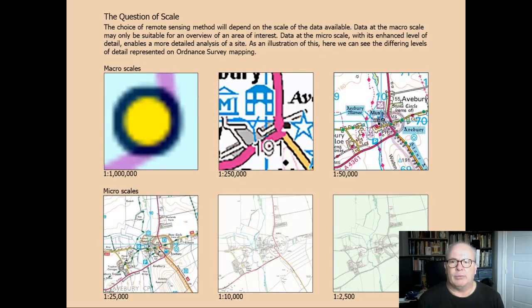Before we can decide which technique to use for any particular project, we need to think about the scale of the project that we're dealing with. So here we've got a series of extracts from Ordnance Survey maps, which give you some idea of the level of detail that you get at various scales. We have what we call the macro scales, which are the things like 1 to 1 million, down to perhaps 1 to 50,000. And we have the micro scales, which are 1 to 25,000, and more detailed 1 to 10,000 and 1 to 2,500.